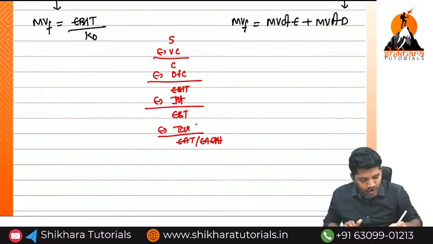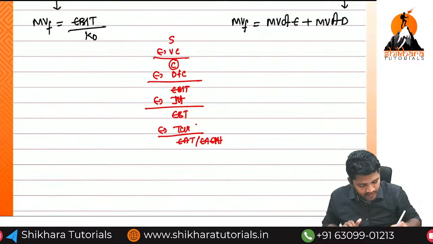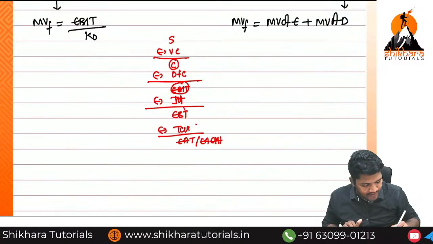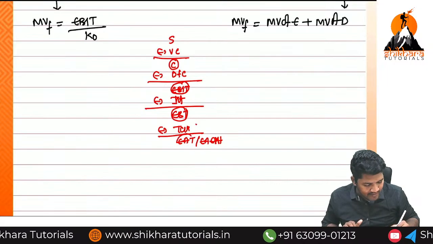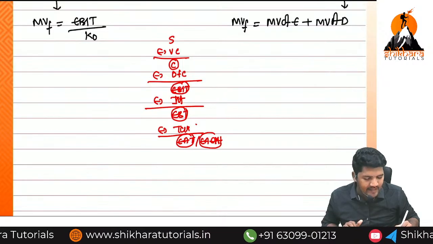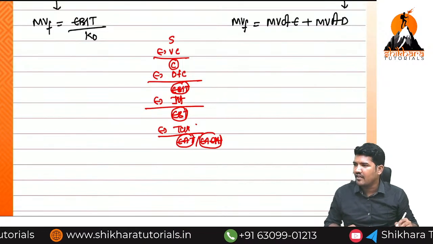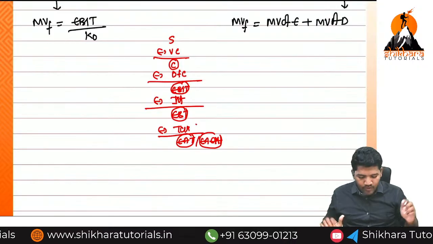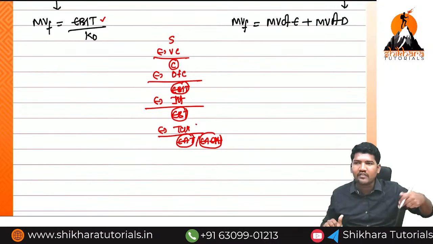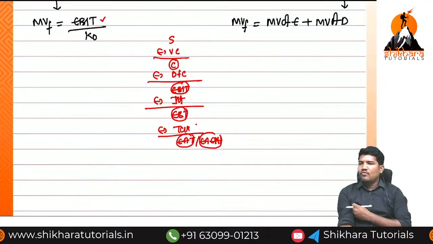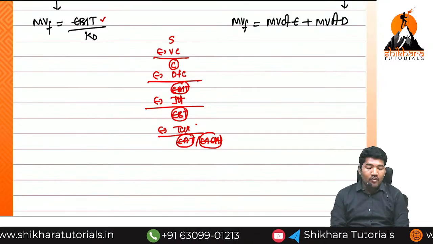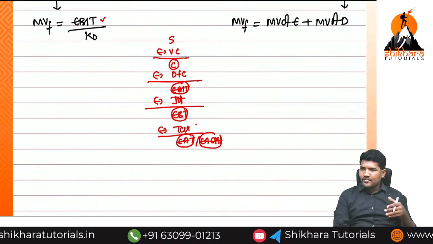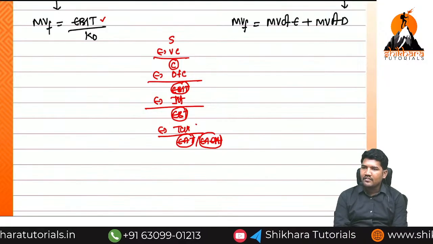Sir, contribution is also known as profit. EBIT is also known as profit. EBT is also known as profit. EAT is also known as profit. EAESH is also known as profit. All are profits only. Why do you consider only EBIT instead of all the profits? All are profits for the organization, aren't they?